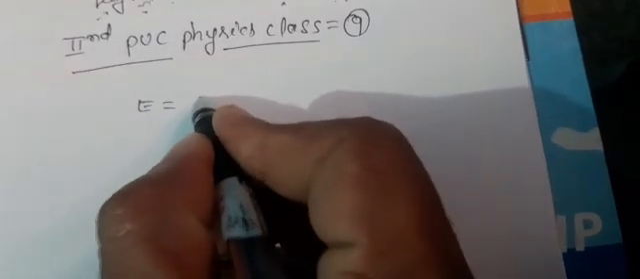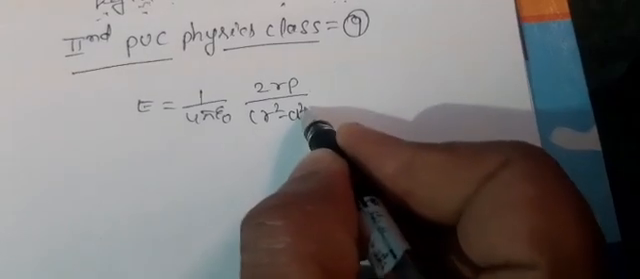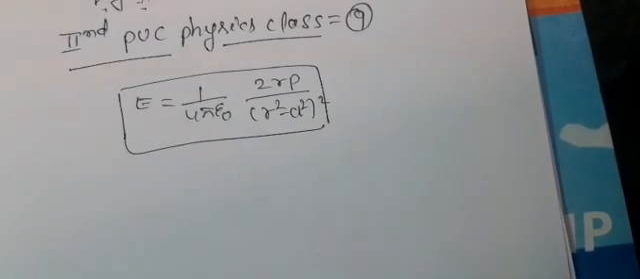Hello, good morning everyone. In the last class we discussed how to derive the expression for the electric field at a point on the axis of a dipole. That equation is E equals 1 by 4 pi epsilon naught, that is the constant, into 2 r p divided by (r square minus a square) whole square. This expression is called the electric field at a point on the axis of the dipole.